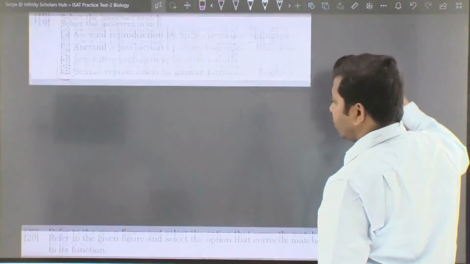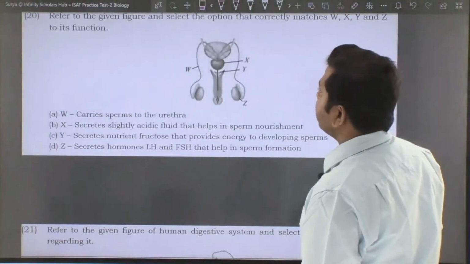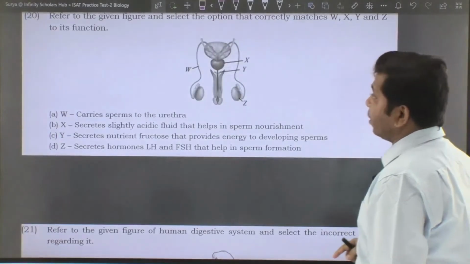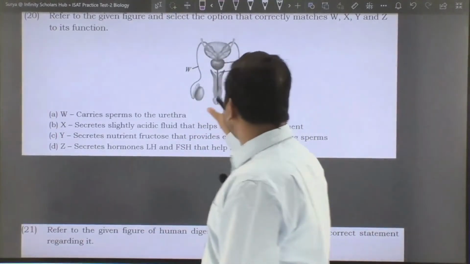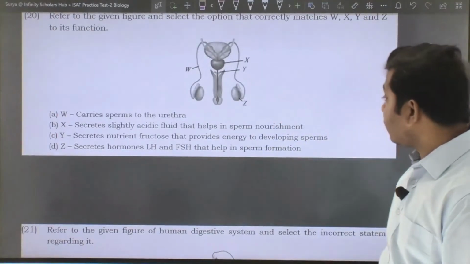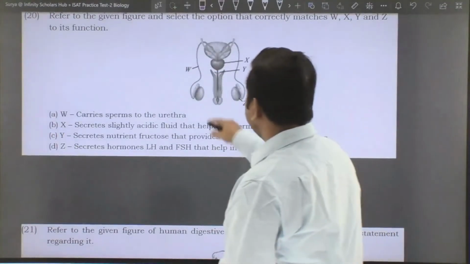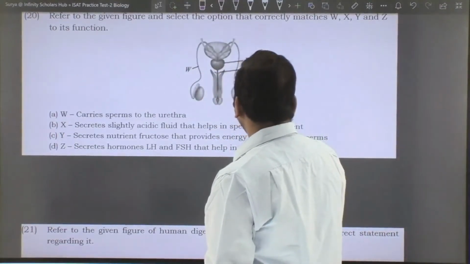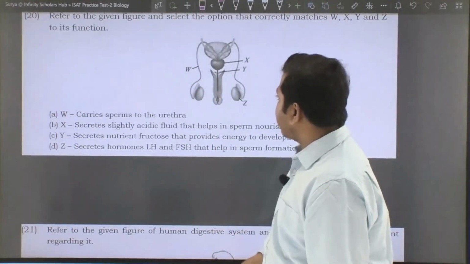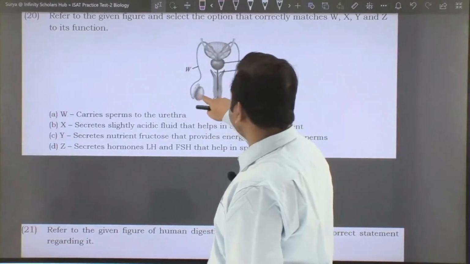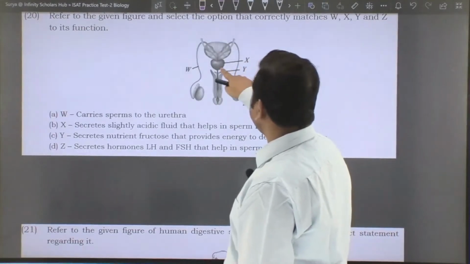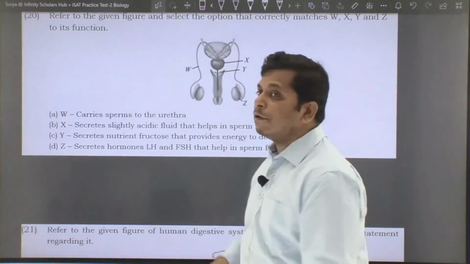Let's move ahead. Okay, 20. Okay, so refer to the figure and select the option that correctly matches W, X, Y and Z to its function. So this is the structure of a male reproductive system of human. Okay, different parts have been highlighted: W, X, Y and Z. So Z will be the testis. Okay, W is the kind of duct that carries the sperms from the testis into the urethra, and X is the prostate gland and Y is the bulbourethral gland.